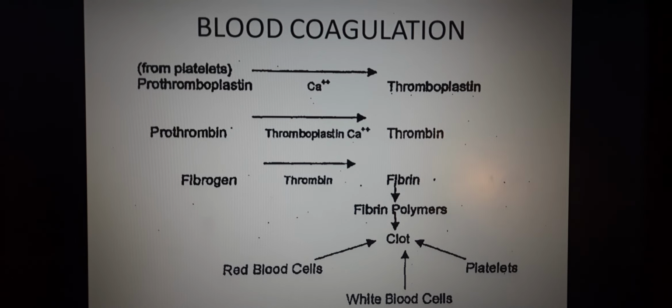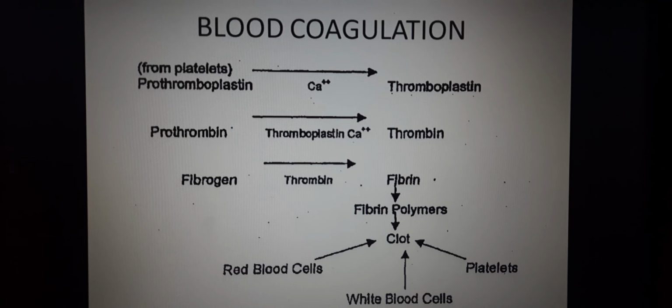Then what happens? The prothromboplastin forms thromboplastin, and with the help of calcium dipositive, prothrombin with the thromboplastin forms the thrombin. This thrombin is actually an enzyme, and it will activate the fibrinogen. Remember, gen means generator, like hydrogen is water generator, oxygen is oxide generator. So, fibrinogen is inactive, but it will be activated by thrombin, forming the fibrin.